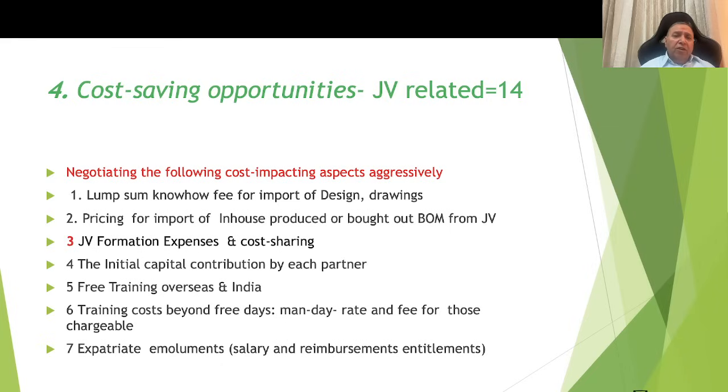JV related. There are 14 opportunities identified for the JV. These need to be negotiated very carefully. One is the lump sum know-how fee for the import of designs, drawings, etc. and technical know-how, pricing of the import or in-house produced or bought out BOM from JV as CKD, SKD, etc. JV formation expenses and cost sharing, initial capital contribution by each partner, free training overseas and in India, training costs beyond free days, mandays rate and fee for those eligible, and expatriate emoluments. All these cost elements need to be negotiated very aggressively.